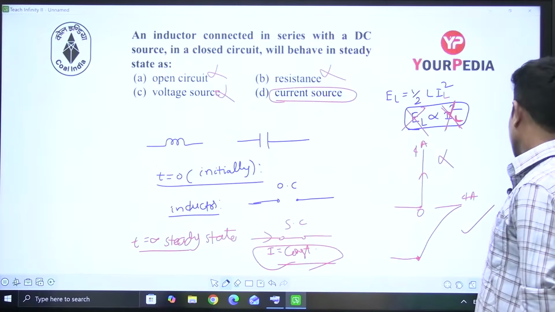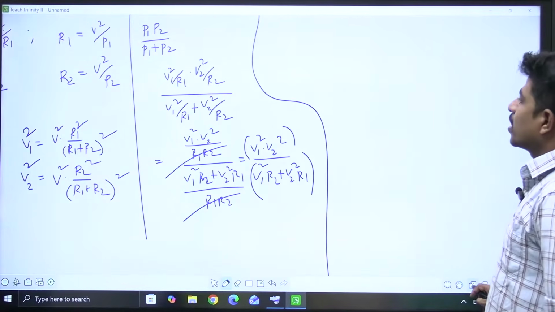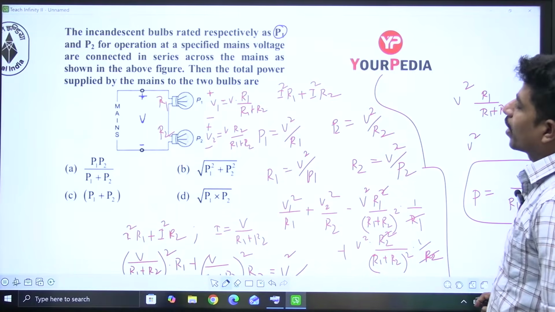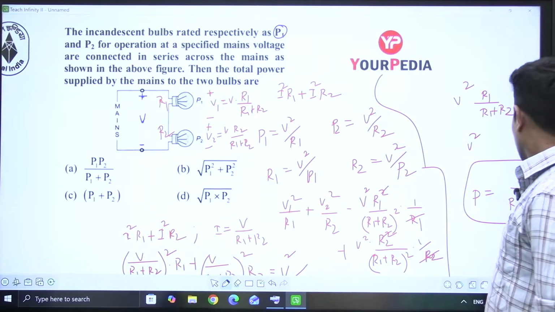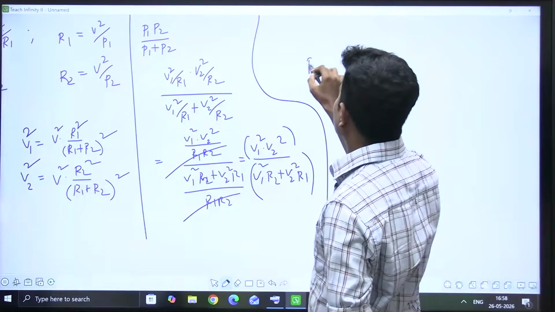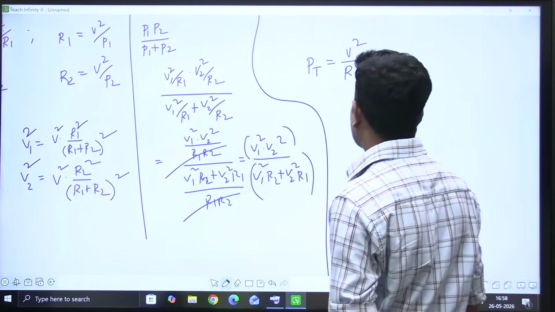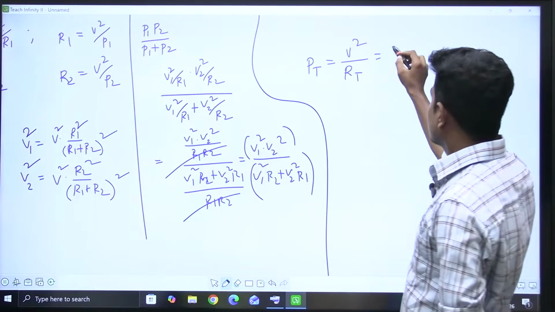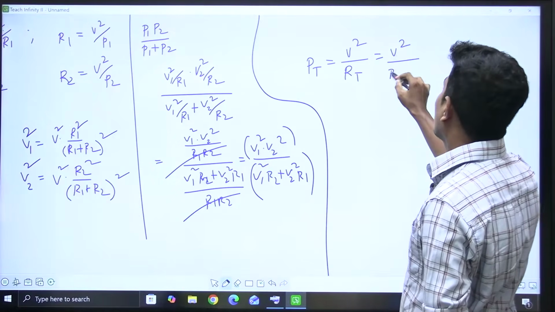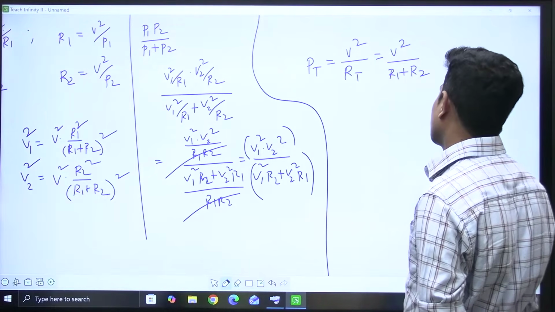So let's go to this. This unfinished task is bothering me. The resistance is R1 and this resistance is R2. Total power is equal to V square by total resistance, and the total resistance is R1 plus R2.